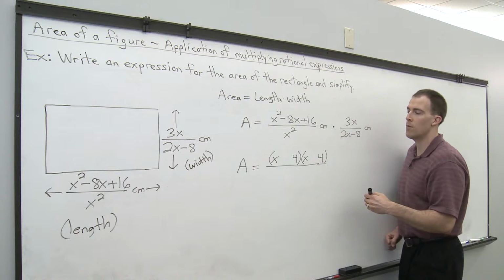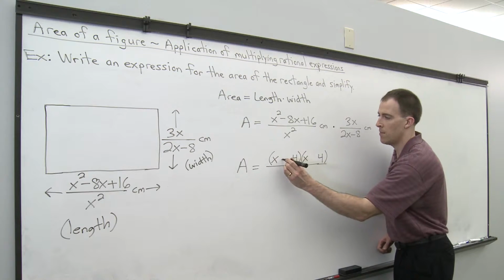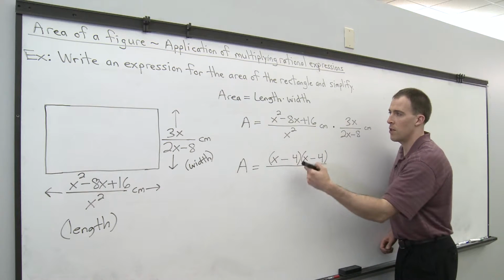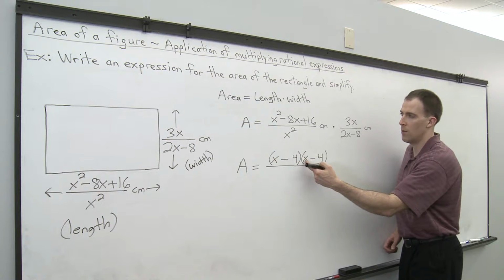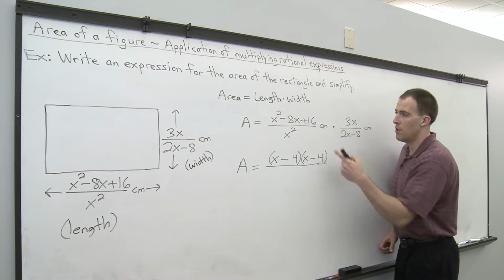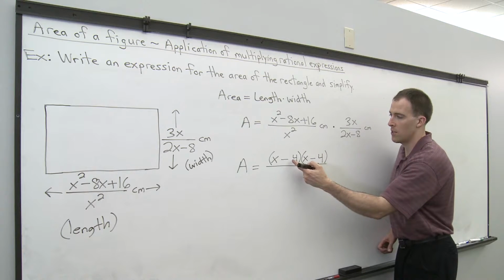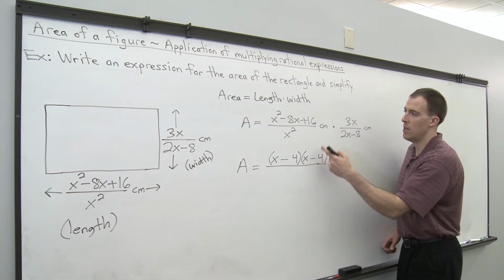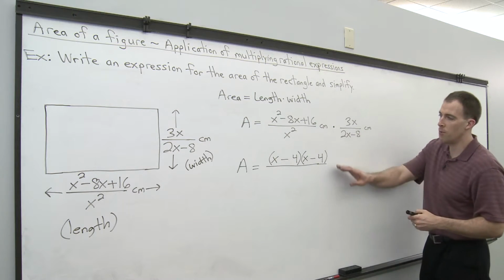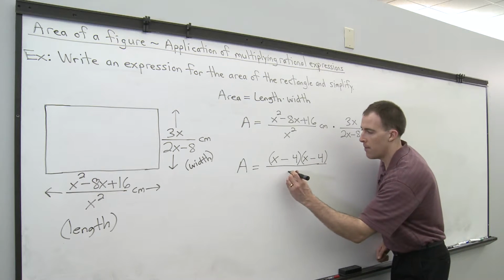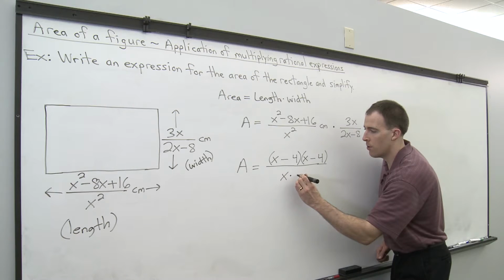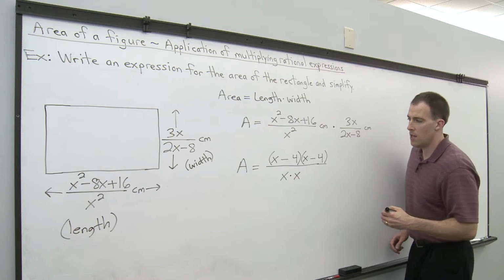But I believe 4 times 4 will work, because if we make them negatives, we'll get the middle term of negative 8x. We'll have a negative 4x and a negative 4x, which adds up to negative 8x. And we do get the proper sign of positive on the 16. Negative 4 times negative 4 is positive 16. So the numerator factors as x minus 4 times x minus 4. The denominator can stay as x squared, or if you prefer, you could write that as x times x.